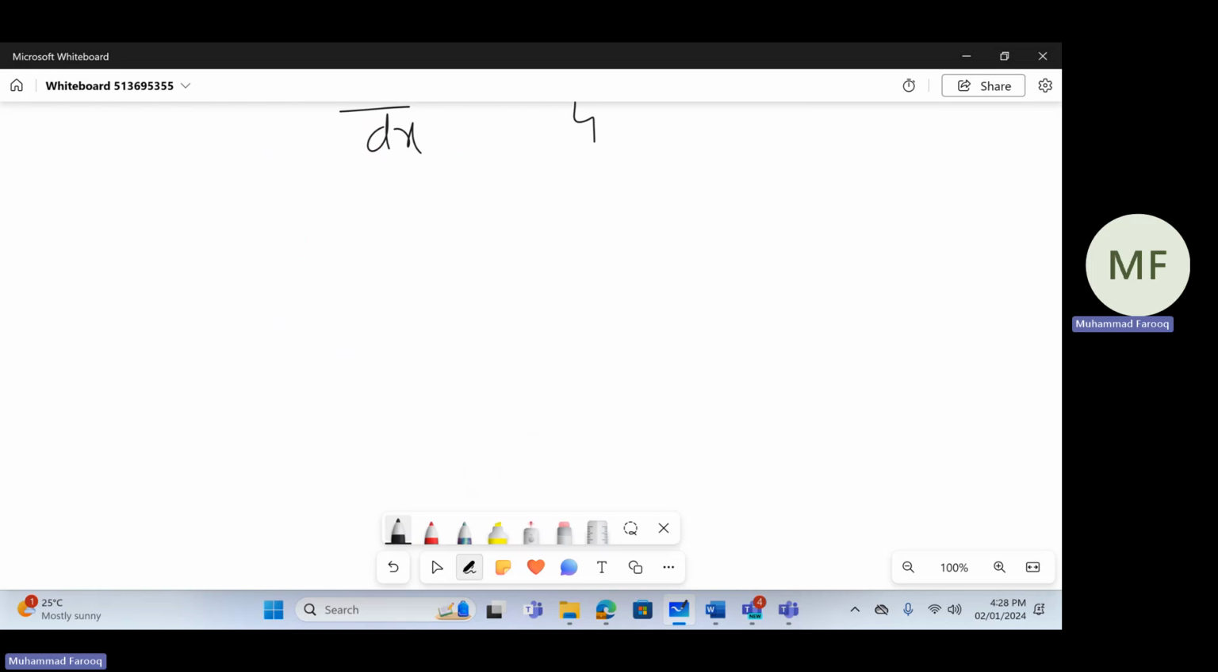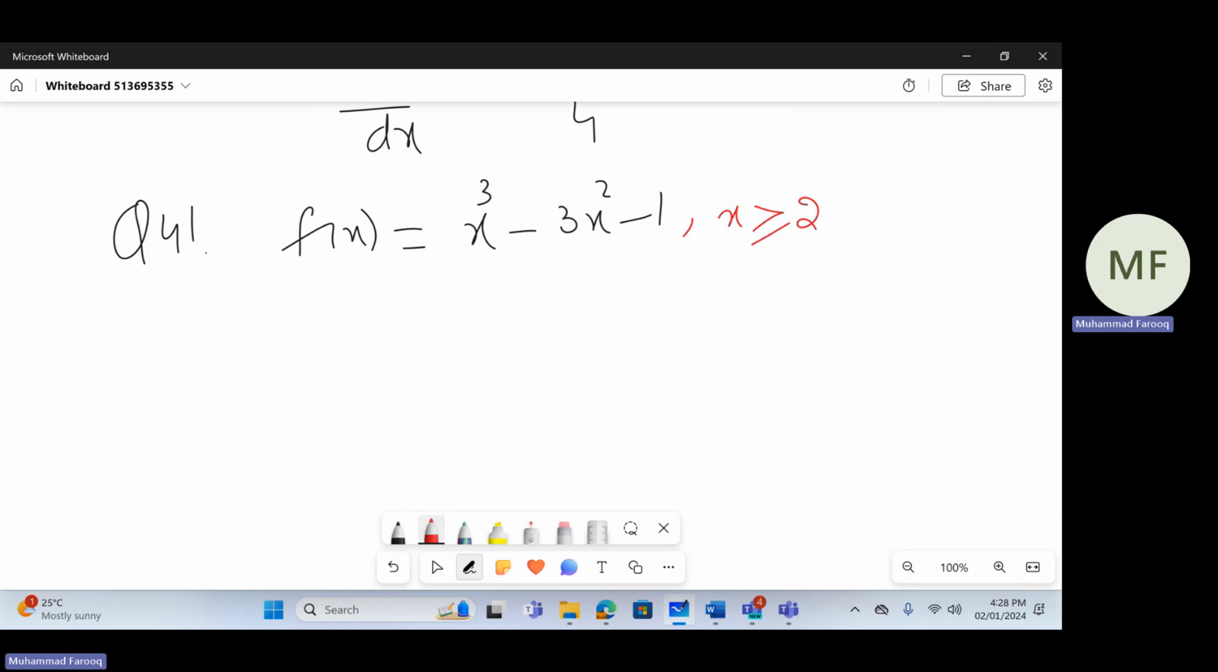Question over here. Okay, so I will give an example. Look at here, question number 41. The function is x cubed minus 3x squared minus 1. First he gives the condition: x is greater than or equal to 2. And what is a?